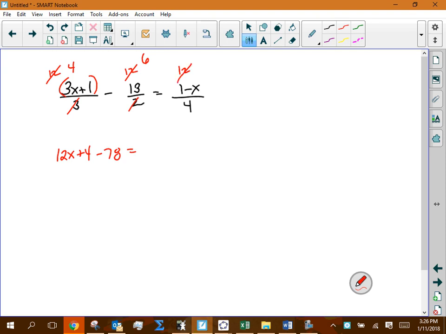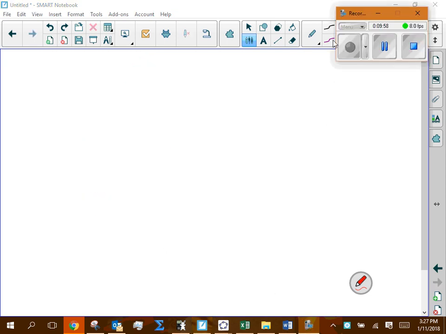And now here, that and that are going to cancel, leaving me 3. So now I've got 3 times that quantity, so that gives me 3 minus 3x. I'll add 3x to both sides, so we get 15x over here. I'm going to take these two things, and if we combine them, that's a negative 74. I'm going to add that to both sides, so it gives me 77 over here. So now I divide both sides by 15 and get x equals 77 over 15.